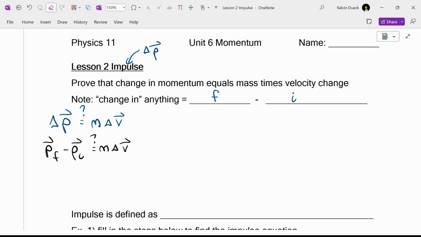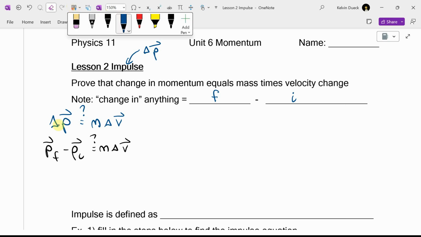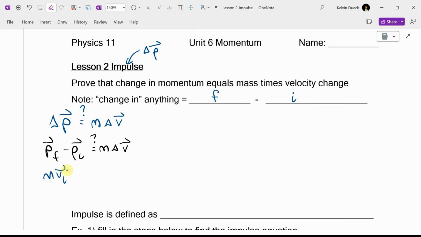Ooh, Jaden, from your formula sheet, how do you calculate momentum? What's P equal to? Good, loud and proud. So what would P final be? mv final. And what would P initial be? mv initial. So I can write this next line as mv final minus mv initial. Does that equal m delta v? When I got to this line this morning, I had one of my students say, yeah, it does. It does, but we need to do a little more to make them identical.